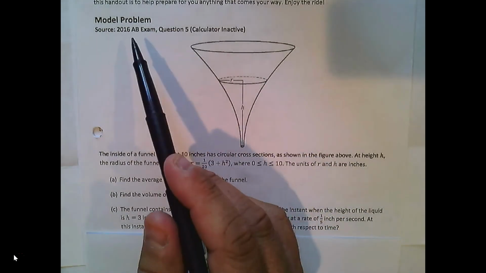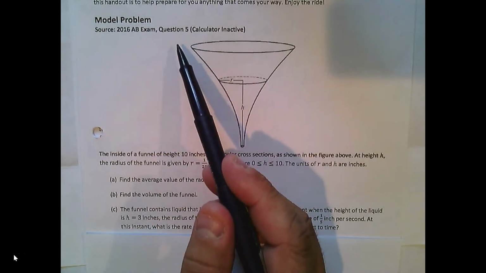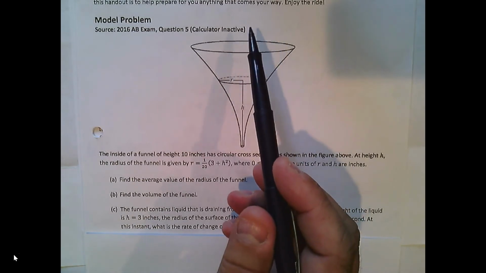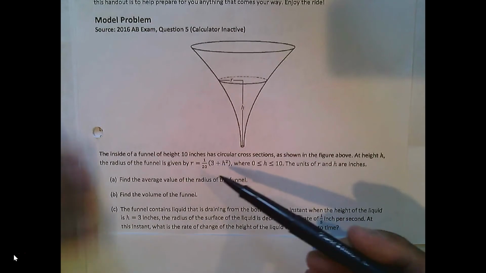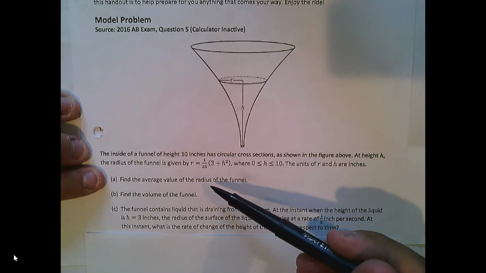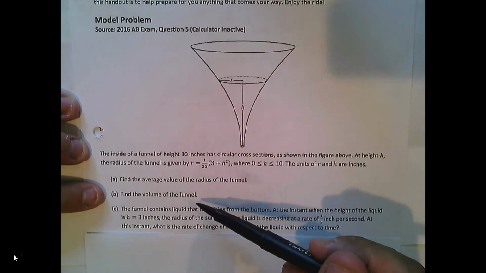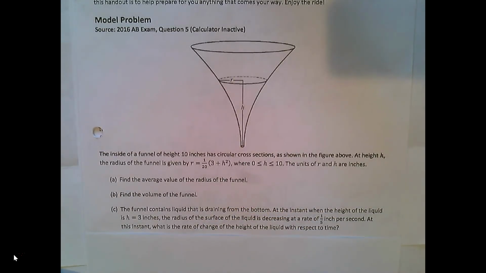This comes from the 2016 exam. It was question number 5, which means it's calculator inactive. And to be honest, I was filming this question. I did part A, and I made a mistake. I did part B, and I made a mistake. So I'm coming back around to redo this problem. This is a really tough question, so brace yourself.